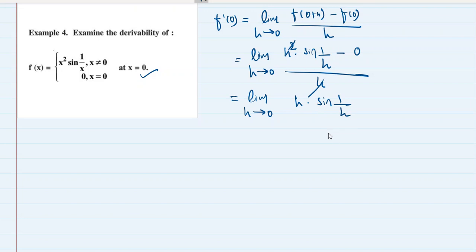Okay, can we simplify this? Can we write it as limit when h tends to 0 of h multiplied by limit when h tends to 0 of sine of 1 by h? Correct. Now h is tending to 0, right? So limit of h when h tends to 0 will be 0, and 0 multiplied by anything will be 0, so this will give you the answer 0. Correct.